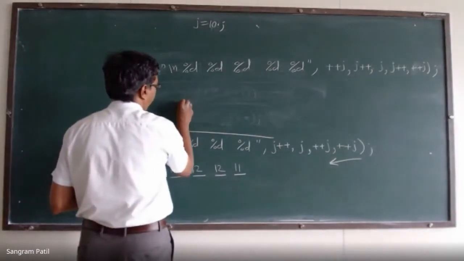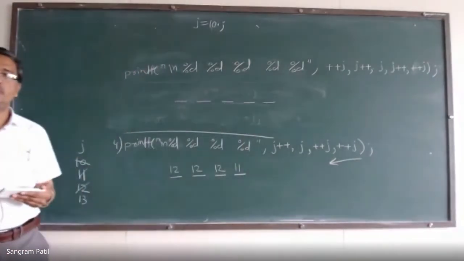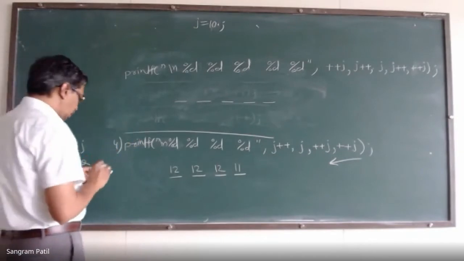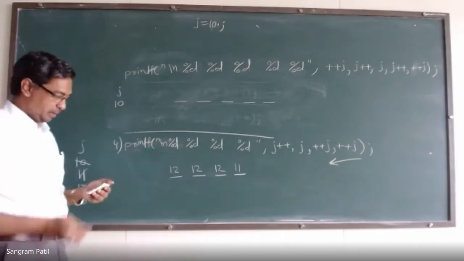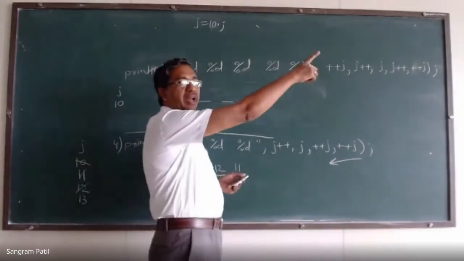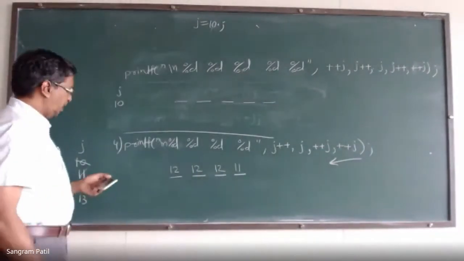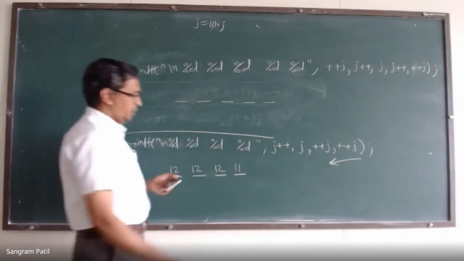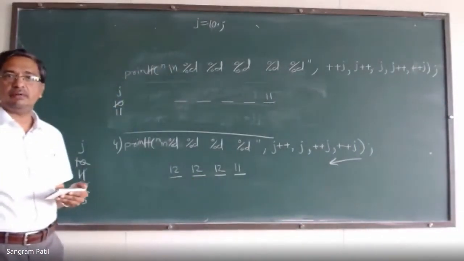This is 5 numbers. 1, 2, 3, 4, 5. Because you have given 5 percentage d, that means you want to print 5 numbers. What is the value of j? The value of j is 10. So it starts printing from the last. What is this? Plus plus j. Plus plus j increments the value of j by 1. It makes it 11 and it will print 11 on the last side.